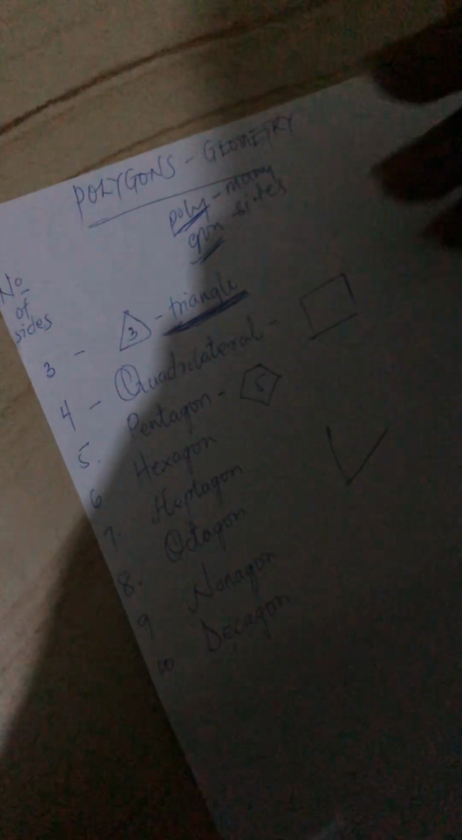So when you break it down, we have poly. Poly means many, and we have gon. The gon literally means sides. So polygons, that's the number of sides determining a plane figure.